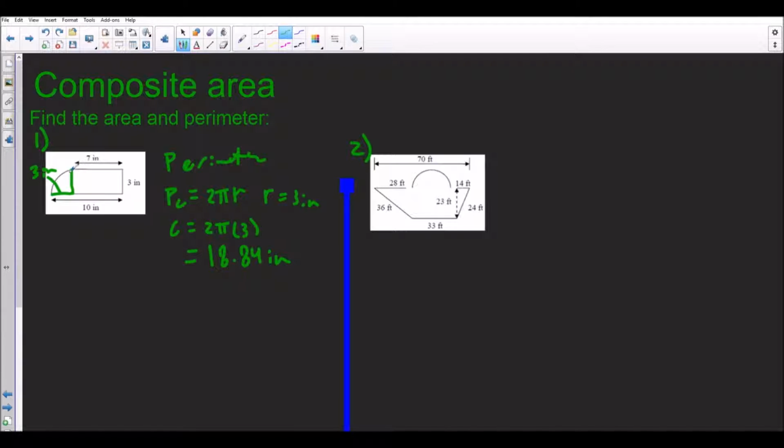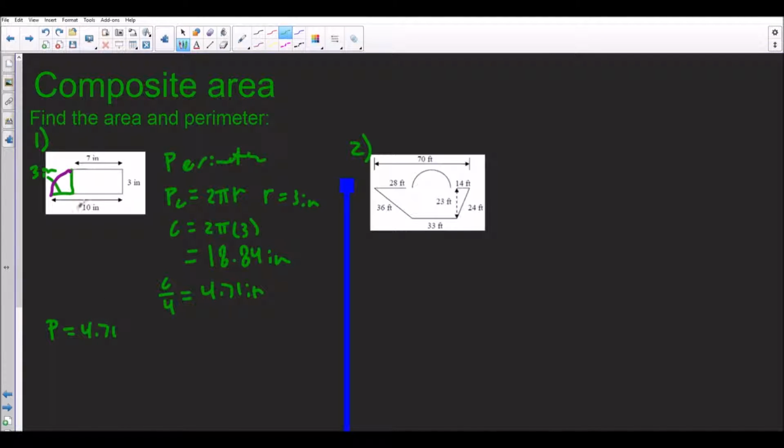So if you had a full circle of this size that went all the way around, it would be 18.84 inches, but we only have a quarter of that. So we're going to have to divide it by 4. A quarter of the circumference is just 4.71 inches. Now, we know what this arc is. We know that this is 4.71 inches. So for our total perimeter, that's just going to be 4.71. So we've got that part.